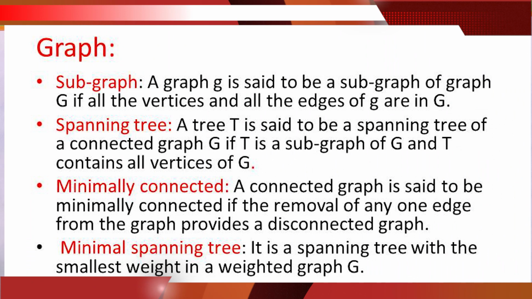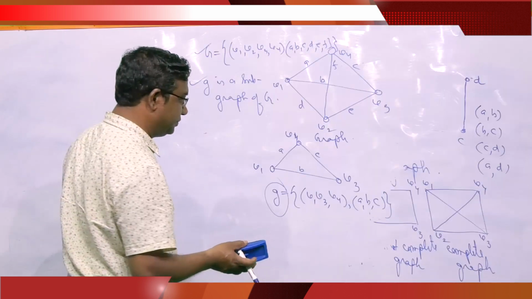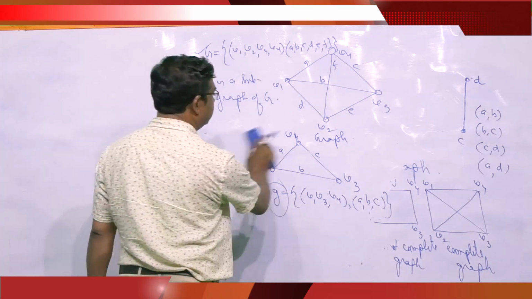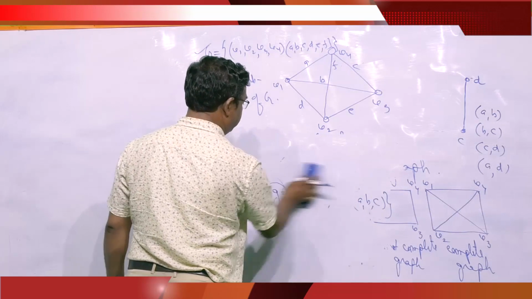Next, spanning tree. A tree T is said to be a spanning tree of a connected graph G if T is a subgraph of G and T contains all vertices of G. Spanning tree means this is a subgraph of a graph.